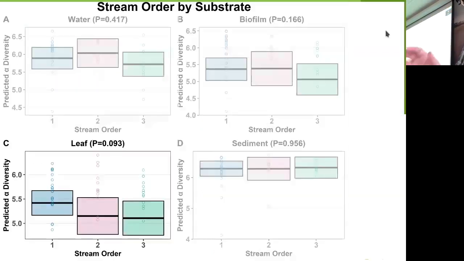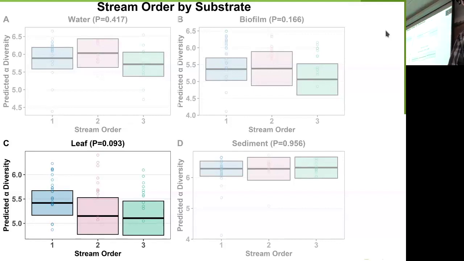Looking quickly at results, I grayed out the things that weren't significant. So what we had is a significant alpha diversity by stream order effect in our leaf packs. And this is actually one of the ones where it lines up with one of our predictions. In leaf packs, we saw the greatest diversity in the headwaters. And so as we're getting further and further down the stream, we're actually losing taxa. This would be consistent with the hypothesis that as you spend more time in the water column, you're losing extra taxa that were flushed in from the surrounding environment.